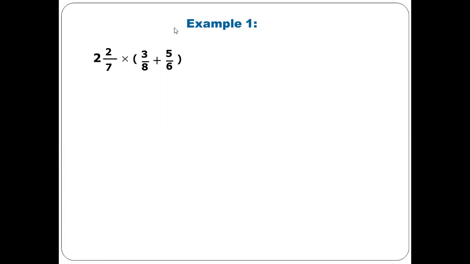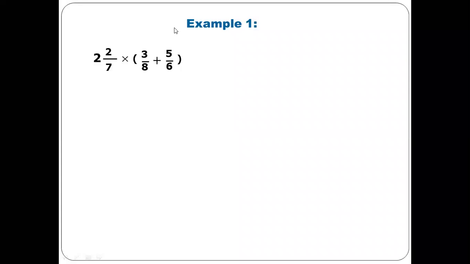Before we start working out this expression, we have to state the operations that we can see in this expression. For example, we have here multiplication and parentheses. Addition is an operation, but it's included in the parentheses. So the two main operations are multiplication and parentheses. According to PEMDAS, we should always start with parentheses.